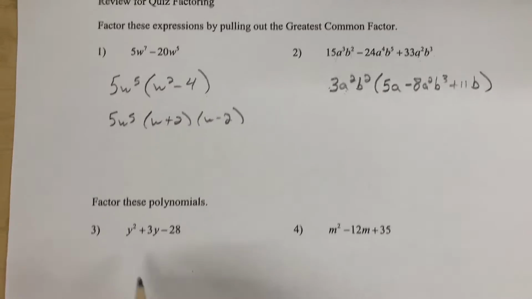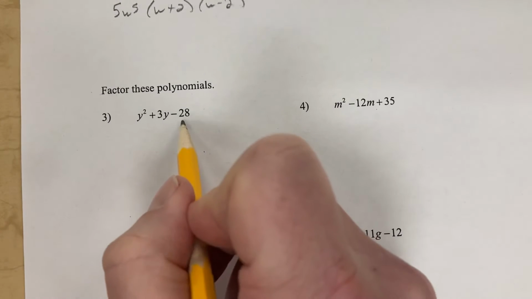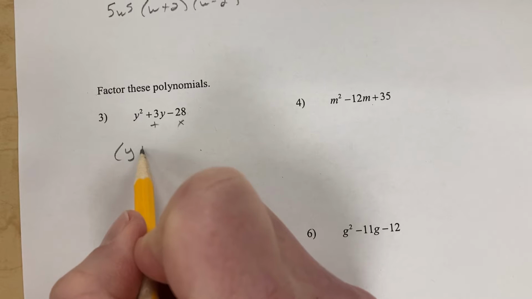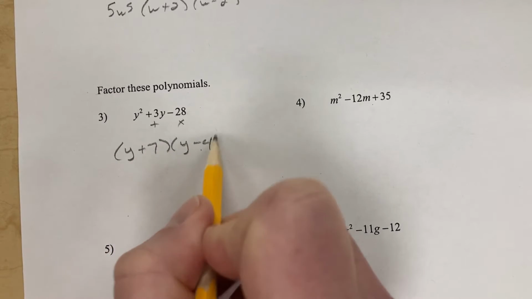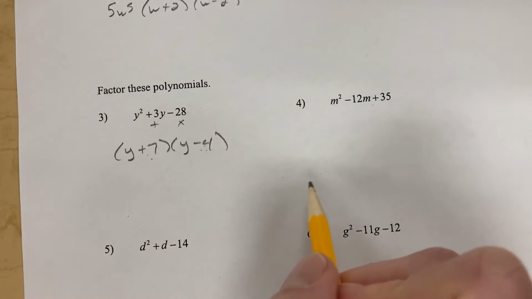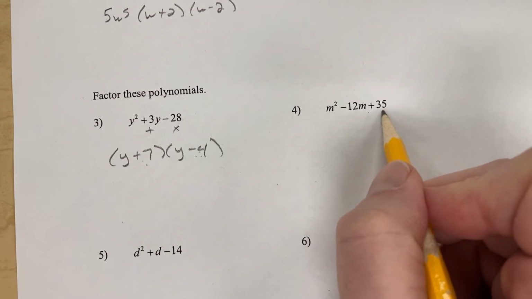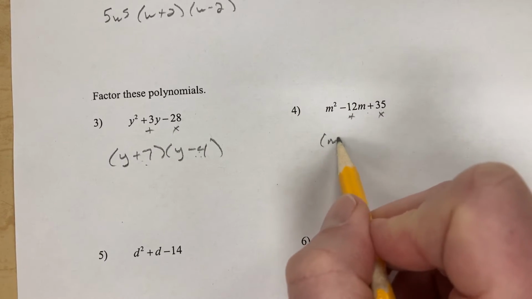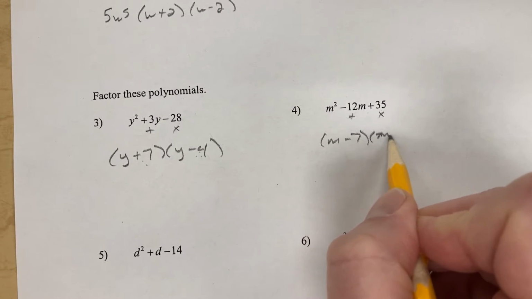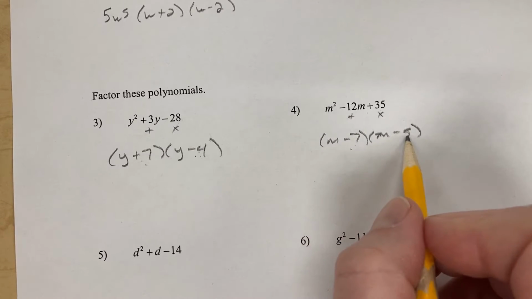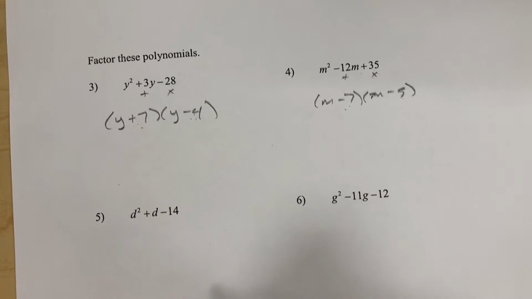Okay. Now factoring polynomials, we're looking for 2 numbers that multiply to equal the back and add to equal the middle. In this case here, that would be positive 7 and a negative 4. 7 times negative 4 is negative 28. 7 plus negative 4 is positive 3. Here I'm looking for 2 numbers that multiply to equal 35 and add to equal negative 12. Those numbers are negative 7 and negative 5. Negative 7 times negative 5 is 35. Negative 7 plus negative 5 is negative 12.